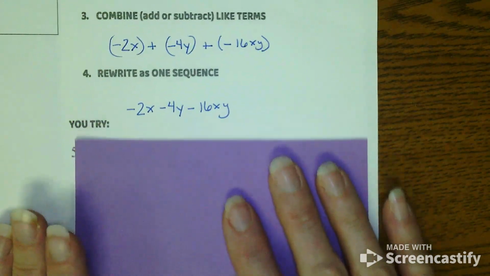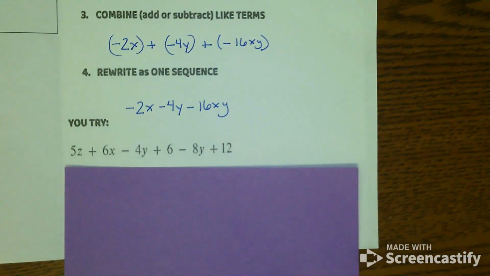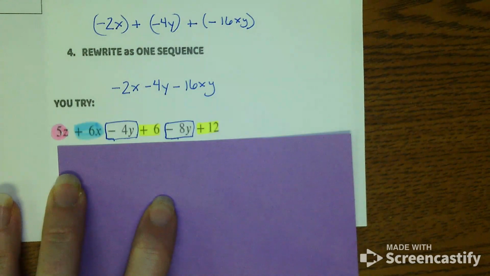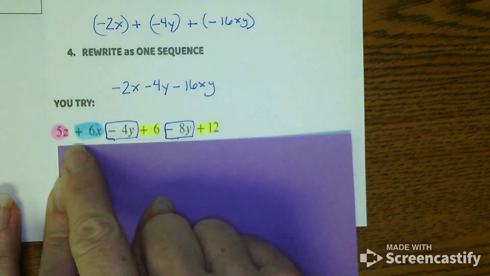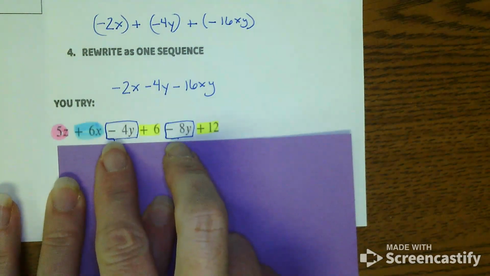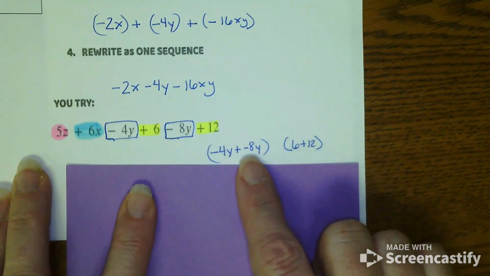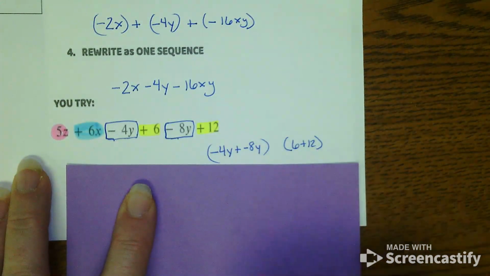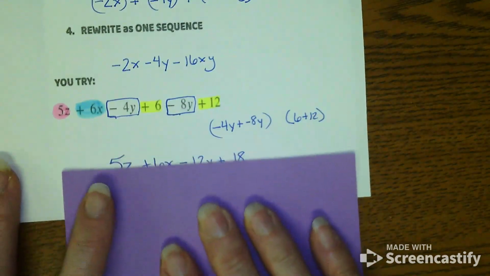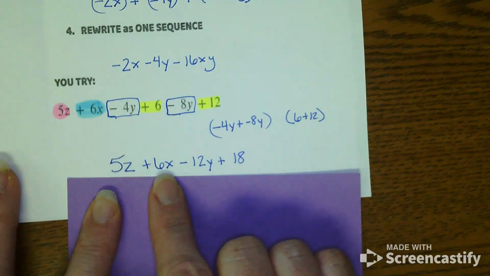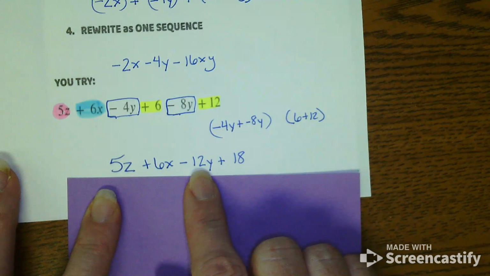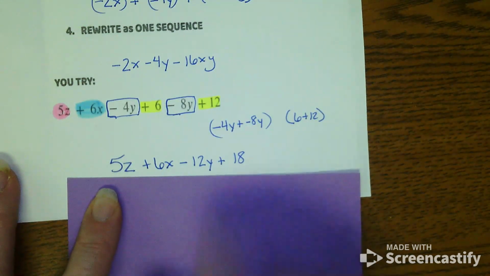I would like you to pause the video and try this one on your own. Okay, for the last problem, there's only a z, there's only an x. There were 2 y's, they go together, and there are 2 constants, which means I'm putting my y's together and my constants together, which means when I rewrite it, I have 5z plus 6x minus 12y plus 18. Good job.